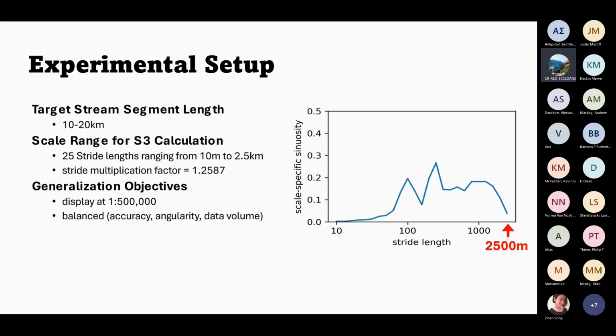We're going to calculate scale-specific sinuosity using stride lengths or scale ranging from 10 meters to 2,500 meters. And we're going to segment every river into sections that range from 10 to 20 kilometers in length. So we're not going to plug in a 200-kilometer river that varies in its morphometry along its course. We're going to break it up into morphometrically distinct sections.